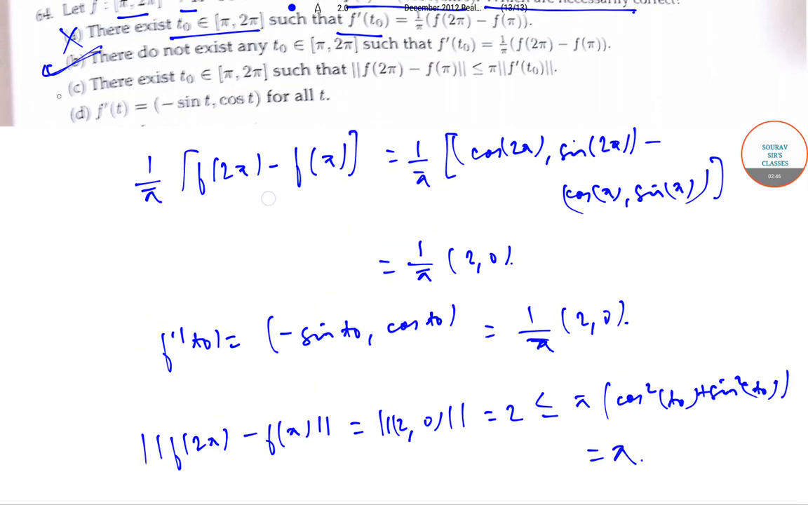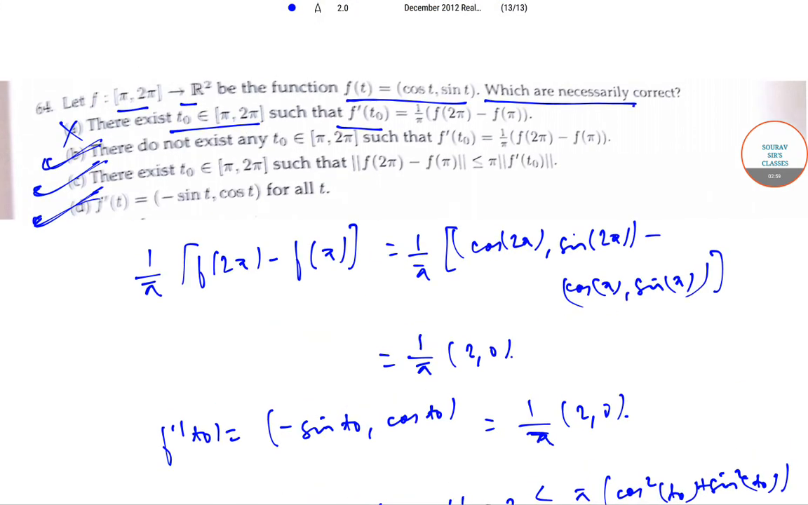Thus, option C is correct, and option D, f'(t) is equal to (−sin t, cos t) for all t, again this is correct. Therefore, options B, C and D are the correct options.